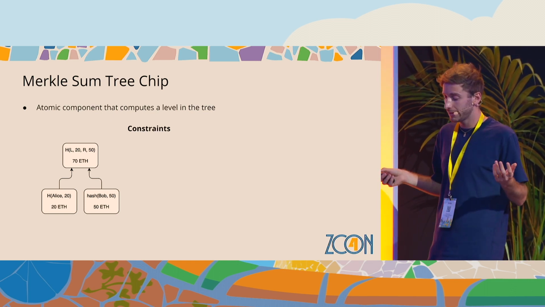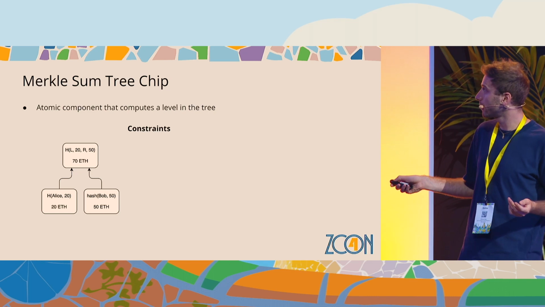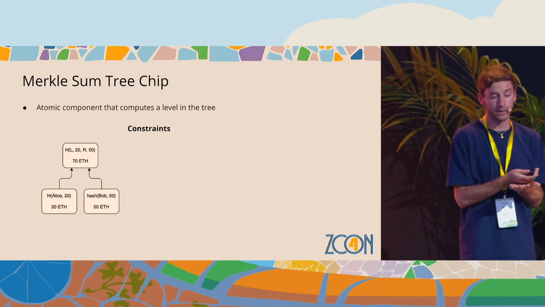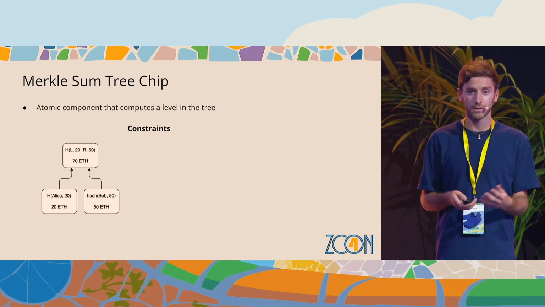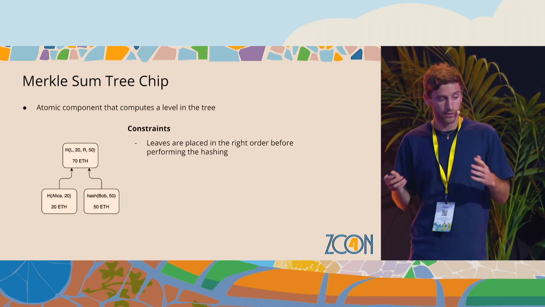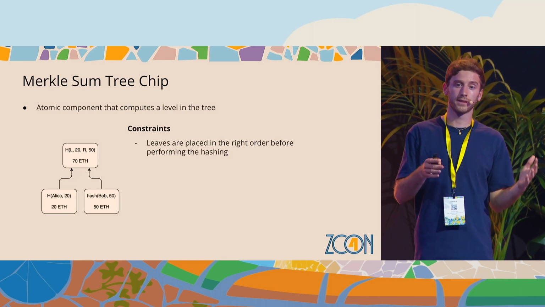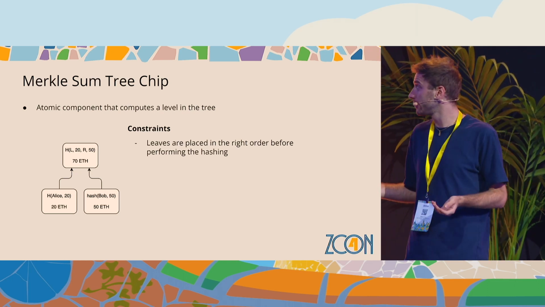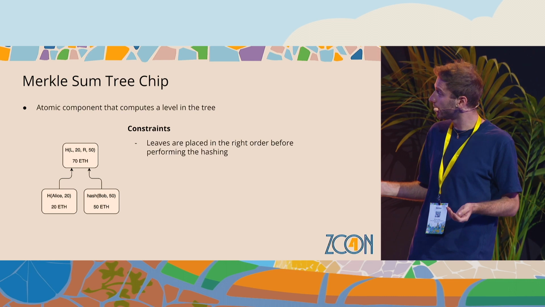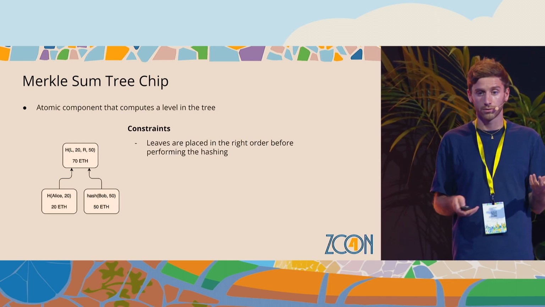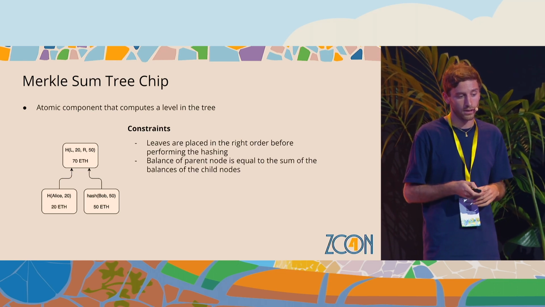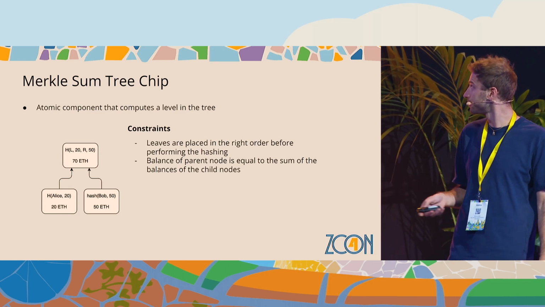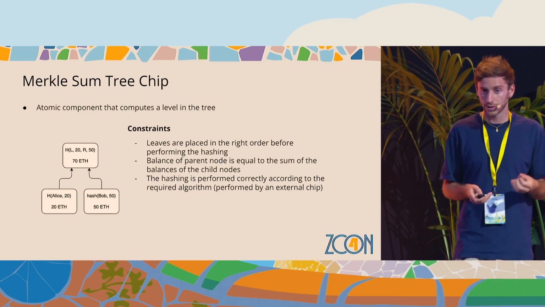So ideally, what we want to do is just perform the hashing correctly, and perform the sum correctly. This is the computation that we want to define, and we need to express it in the kind of mathematical constraints that we spoke about before. So the first thing that we want to constrain is that the leaves should be placed in the right order before performing the hashing. It basically just means that Alice should be on the left and Bob on the right, because if we put them in the inverted order, of course, the hash won't result in the expected one. We want to make sure that the balance of the parent node, so this 70, is equal to 20 plus 50.